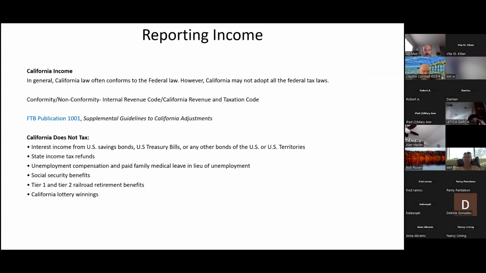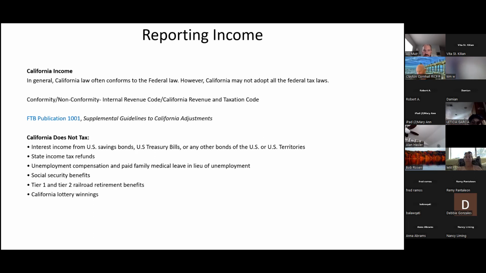Okay, let's look at some other items of income. And a lot of these things you probably know if you've been a volunteer before. If you're new or newer, again, we've talked about the terms conformity and nonconformity. Or stated differently, the federal government will tax certain things and the state of California does not, and of course, vice versa. So we'll talk about certain things here.